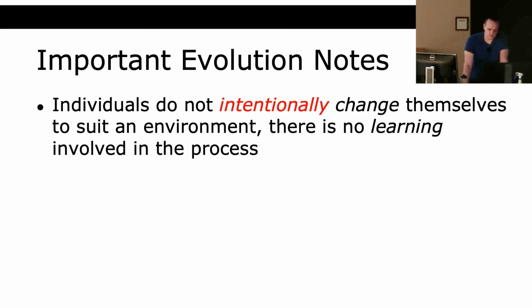Some notes. Again, another common misconception about evolution is that individuals do not intentionally change themselves to suit an environment. There is no learning involved in that process, right? So some people would say, how did the giraffe know to grow such a long neck, right? It's not that at all. It's that over the course of millions and millions of years, some organism had some mutation that made their neck super long, and then they were able to eat the leaves that the other animals couldn't. And because they were able to eat something that the other animals could not, they survived, right?